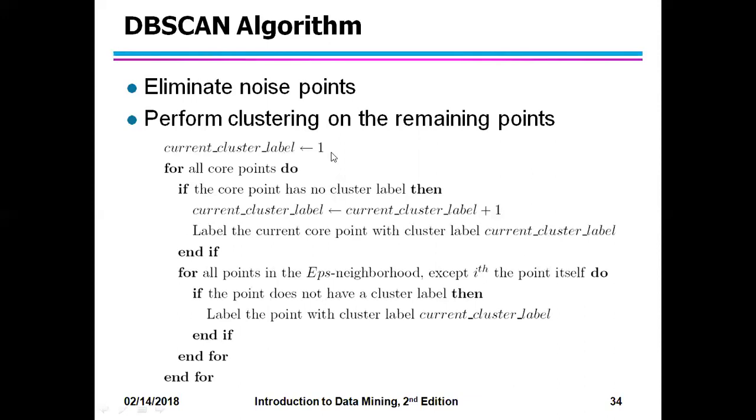The current cluster label, you'll take it as 1 for all the core points. If the core point has no cluster label, then current cluster label is incremented by +1. Label the current core point with the current cluster label. Then, for all the points in the EPS neighborhood except the i-th point itself, do: if the point does not have a cluster label, then label the point with the current cluster label.